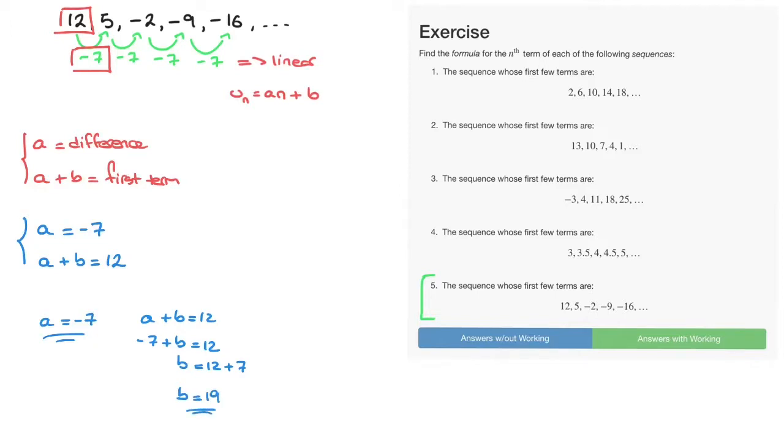And there we go. We now have both coefficients A and B, so we can go ahead and write this sequence's formula for the nth term. That would be Un equals -7 times n plus 19. And we're done. That's the sequence's formula for the nth term.